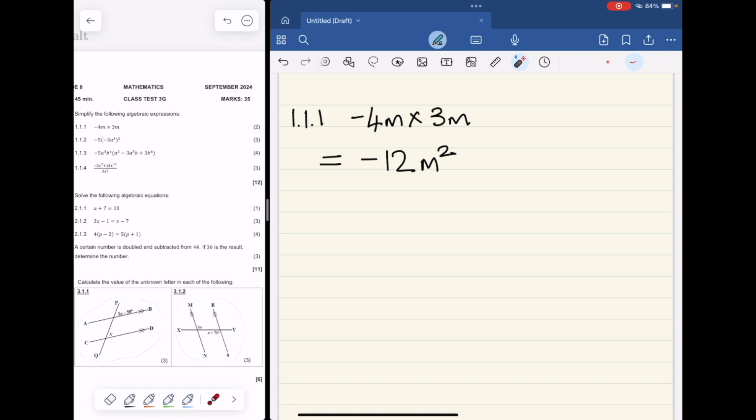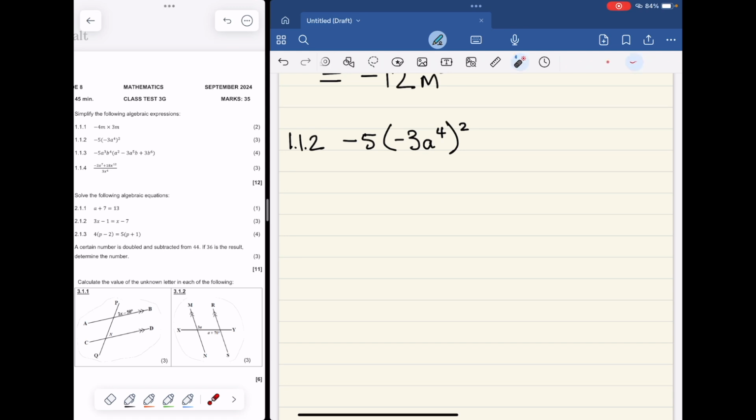The mistake that's often made here is that we tend to forget about the negative sign and we write our answer as positive 12. The other mistake, of course, would be to write this as 12m only and not include the 2. That's incorrect. m to the power 1 times m to the power 1 is equal to m to the power 2. So that together, of course, gives us negative 12 m to the power 2.